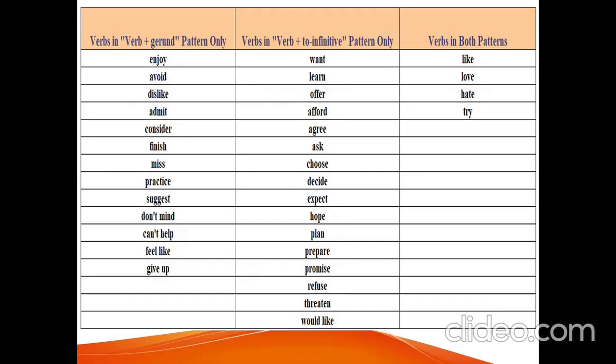Then here you can see a list of verbs where you can use gerund or infinitive after them. And then there is a discussion about the ones where you can use either the gerund or infinitive, like love, hate, try, continue. Such are the verbs that may take either infinitive or gerund. Otherwise, all the remaining ones are bound to take either gerund or to infinitive. Hopefully, it will be easy for you to understand.